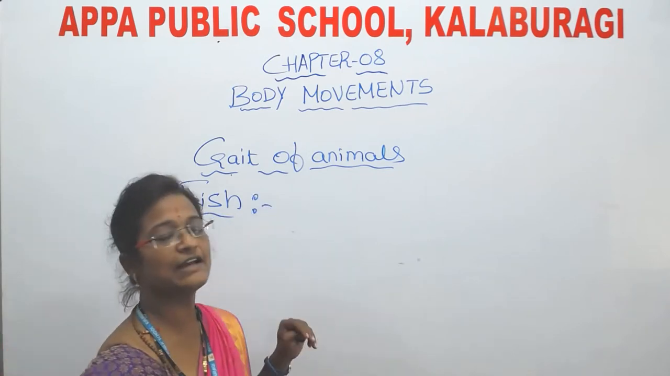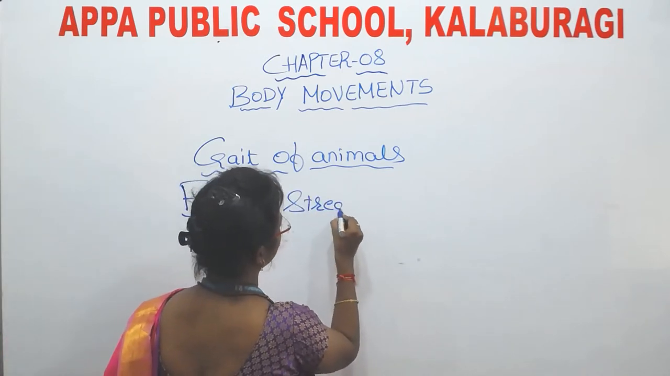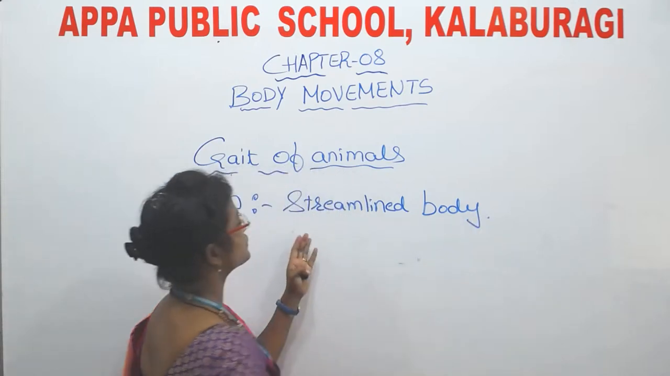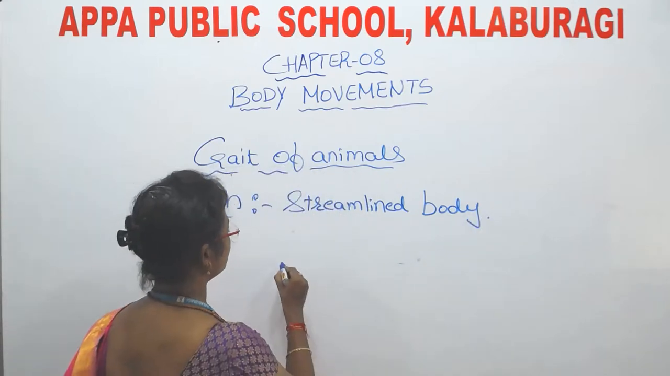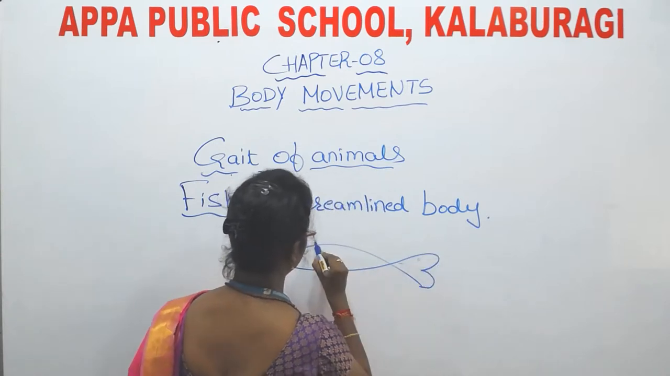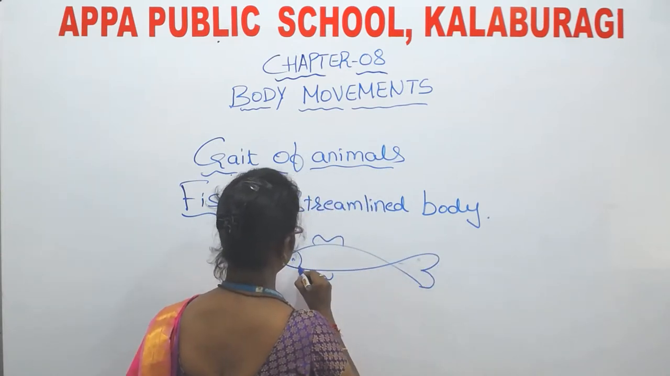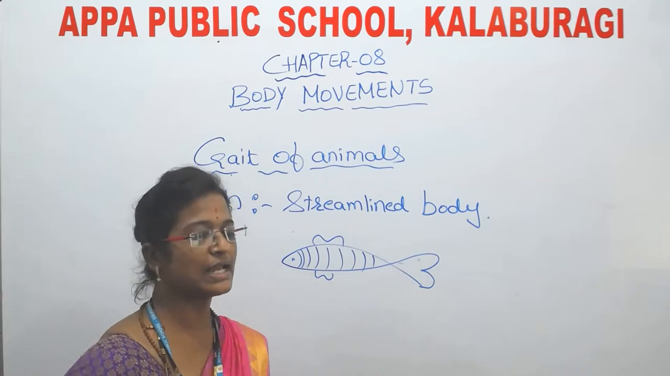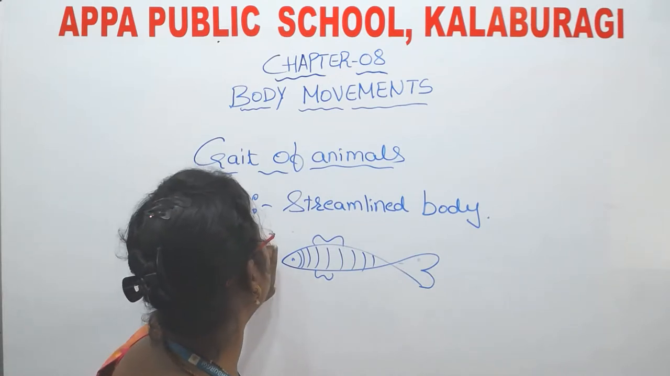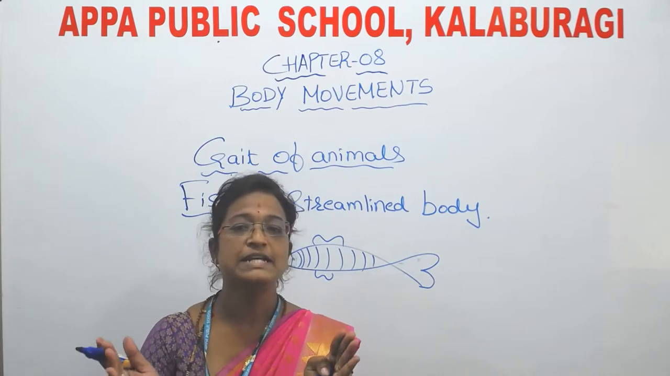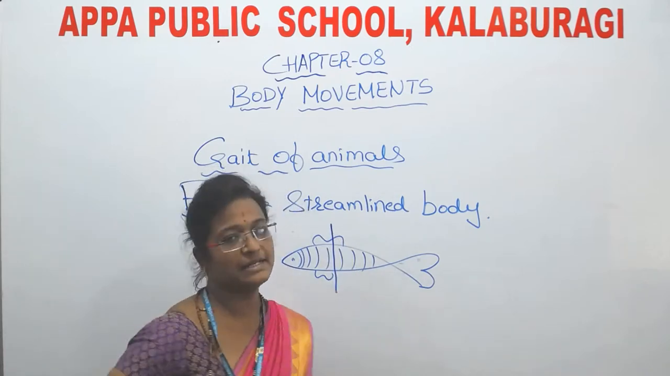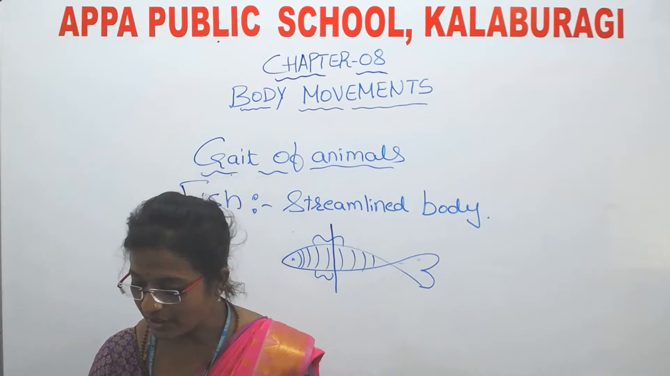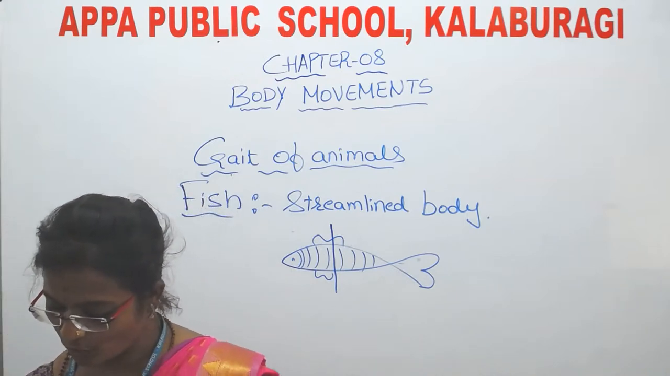Okay, so fish have a streamlined body. So what do you mean by streamlined? So just a rough diagram of fish. Here you can see the head and the tail of the fish will be smaller than the middle part, isn't it? So this shape allows them to move, isn't it?